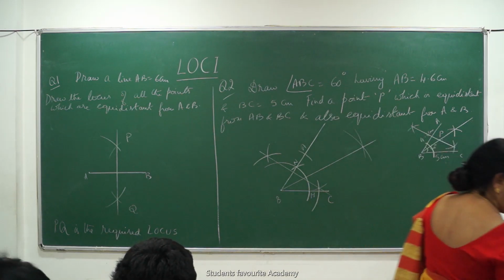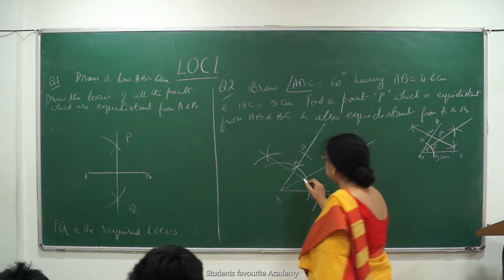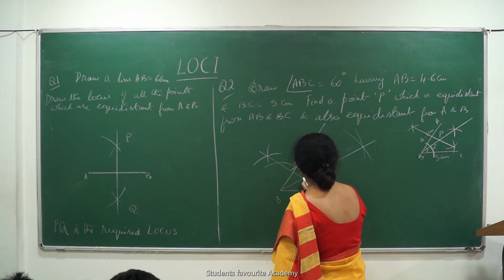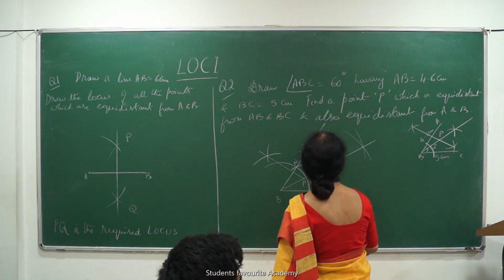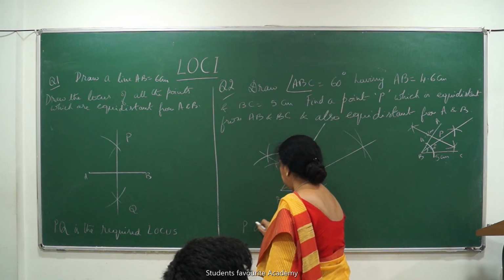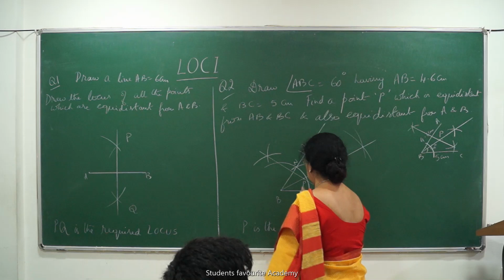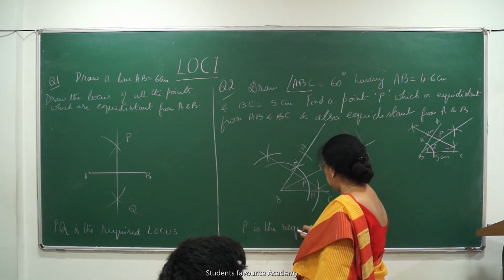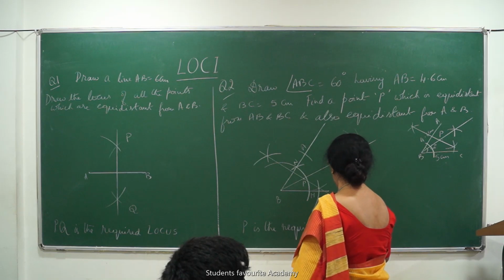So the point of intersection of both of these, the angle bisector and the perpendicular bisector, is P. You will write P here and then write: P is the required point.